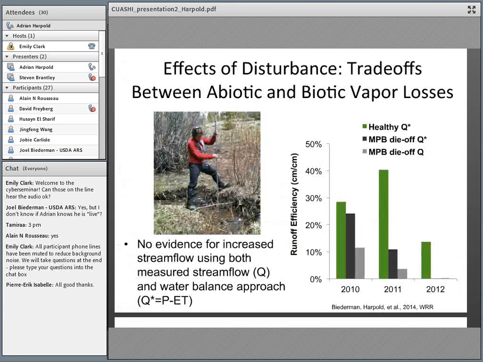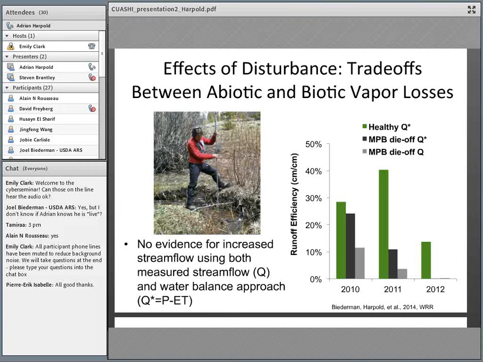So what does this mean for larger scale water budgets? Well, we took a stab at this using a couple different methods. The Q is measured stream flow, and the Q star is a measure of stream flow as precipitation minus measured evapotranspiration. And what I'm showing here is runoff efficiency, or Q over P, how efficient the system was at generating runoff as a fraction of precipitation.